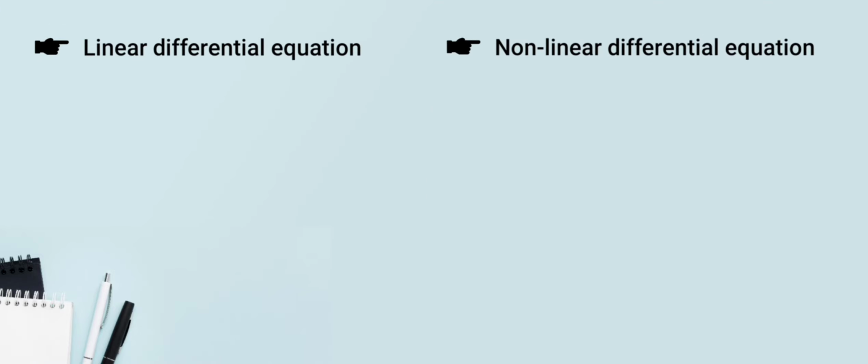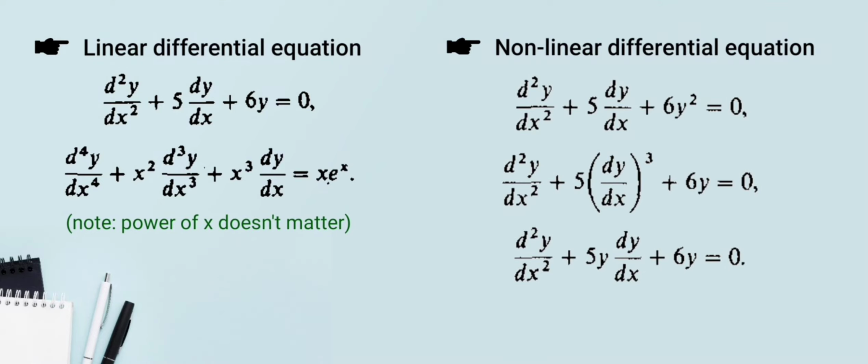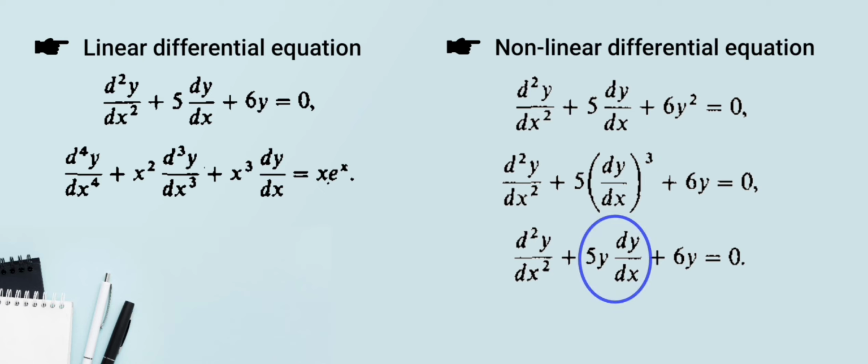See these two examples. They are linear because there are no higher power of derivatives or of dependent variable y. If x has higher power, it doesn't matter. Now look at these examples of nonlinear equations. Because of the term y square, the first equation is nonlinear. In second example, there is a higher power of derivative. And at last one, there is product between y and its first order derivative. That's why they're all nonlinear.